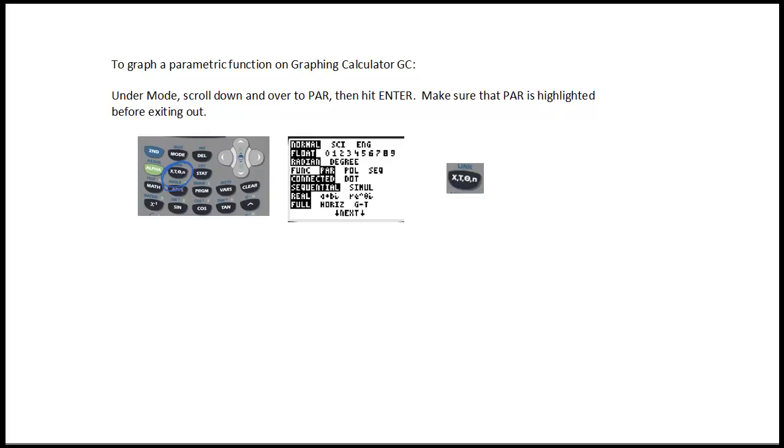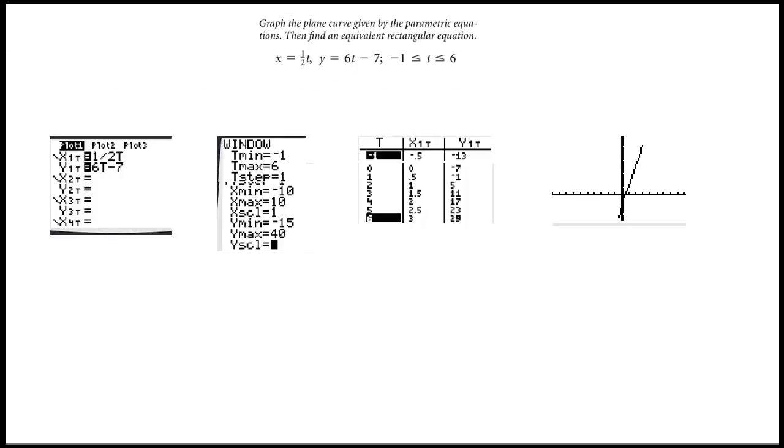To graph a parametric function on a graphing calculator, we need to go under the mode button, scroll down and over to PAR, which means parametric, then hit enter, making sure that PAR is highlighted before exiting out. The variable we use whenever we're trying to graph is on the X,T,theta,n button, and that is the variable we're going to use. Now let's take a look at the next problem.